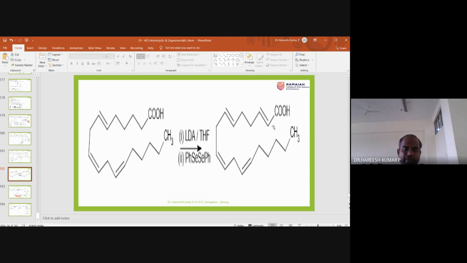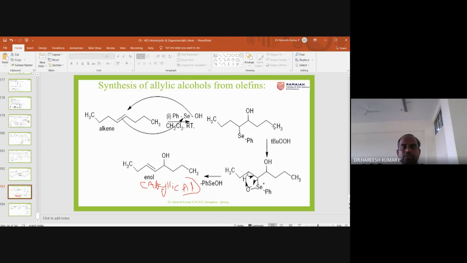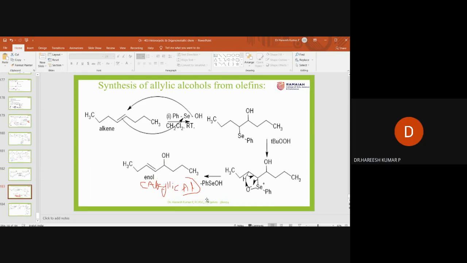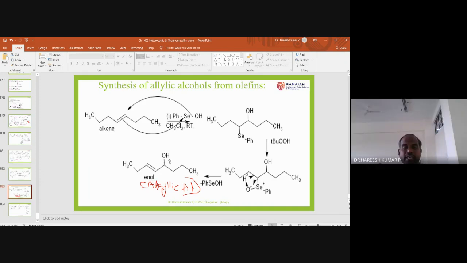So with this, I will go to the next slide. In the next slide, I will explain how one can synthesize an allylic alcohol. So look here. It is an alkene. Allylic alcohol. What is an allylic alcohol? This is a double bond and this is an OH. This type of molecule is called an allylic alcohol. In short form, it's also called an enol.